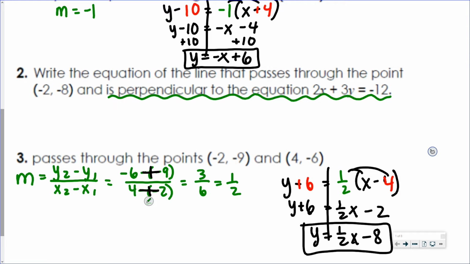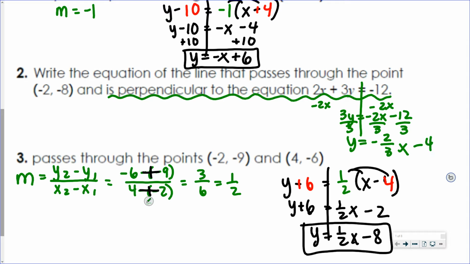We don't know what the slope of this equation is because it's not solved for y. It's not in y equals mx plus b form. The slope is not 2. It's not always just a number in front of x. So let's quickly solve this equation for y. Move over the 2x. Divide by 3. And I get negative. We always want to keep our slope as a fraction. And 12 over 3, that's 4.